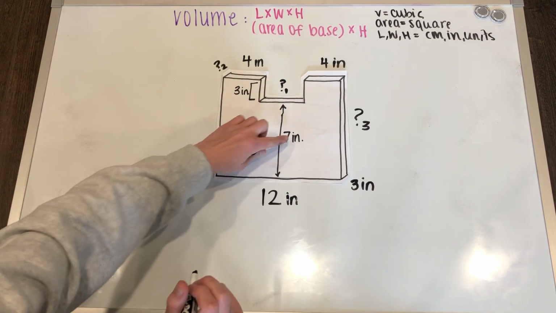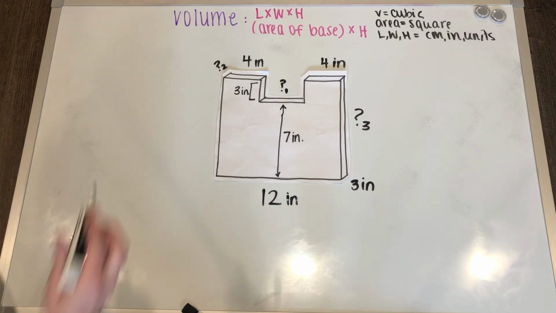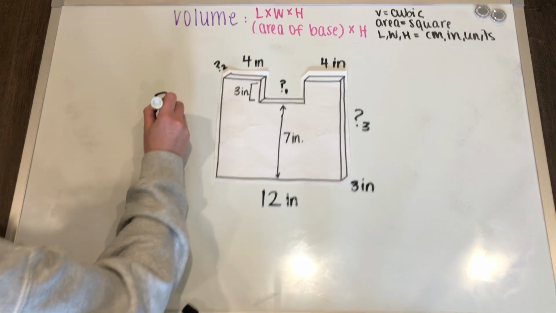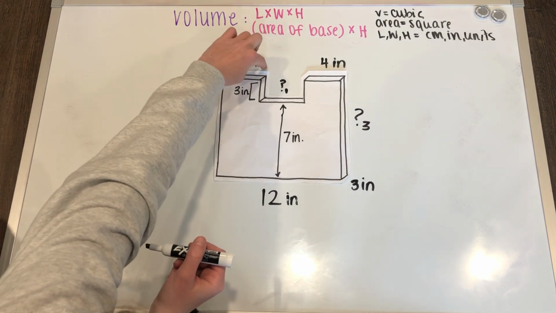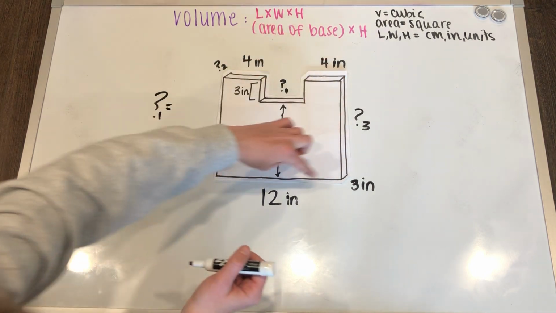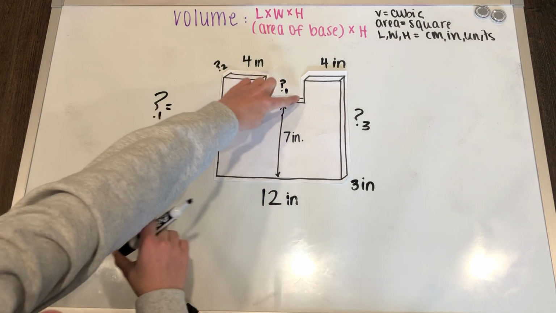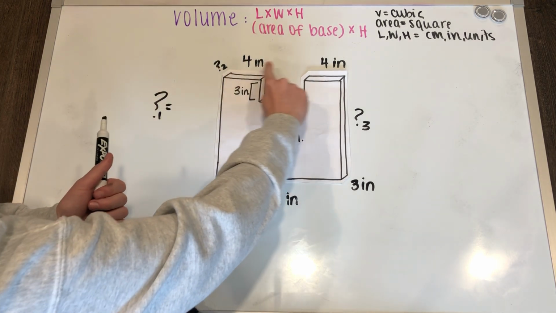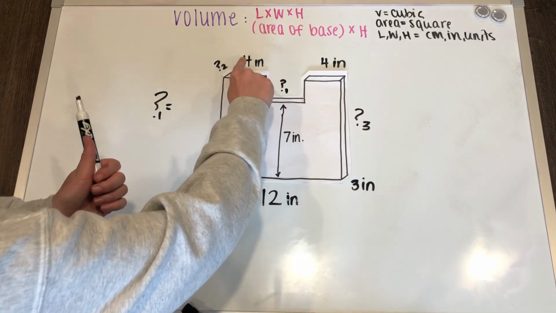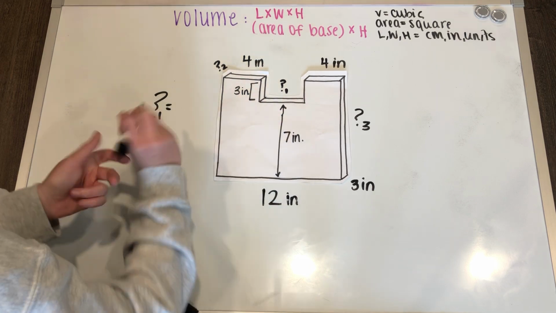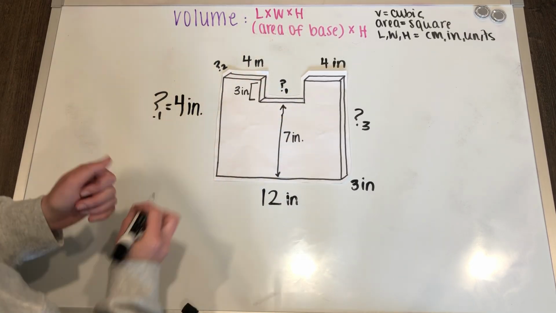So from here to here is 7 inches, from here to here is 3. So let's figure out what our question marks are. Let's think about question mark 1. We have this is 4 inches, this is 4 inches, but the total amount is 12. So what must be this missing piece here? Well, we know that 4 plus 4 is 8, 8 plus this should be 12. So 4 plus 4 plus 4 gives us 12. So this question mark is going to be 4.